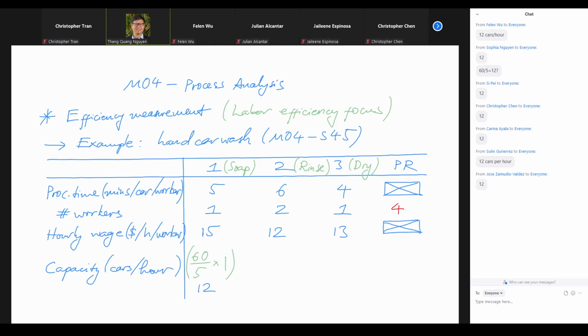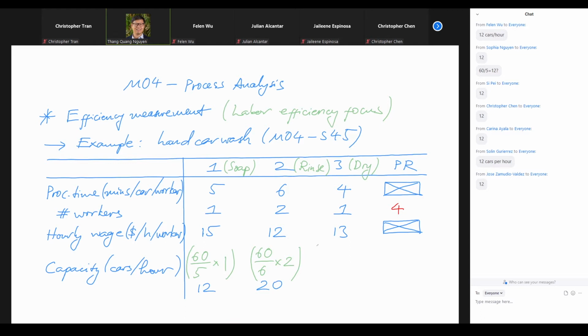And by the same token, we're going to do the same for station 2 and station 3. So here are the answers. We have 60 divided by 6, and then times 2, right? Because we have 2 workers at station 2. So we have 10 times 2, then we should have 20 cars an hour.